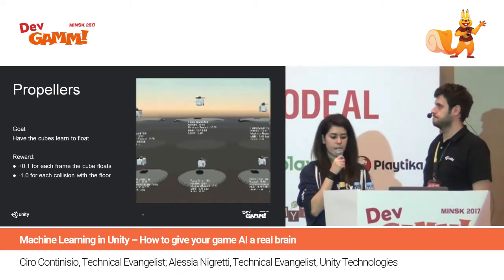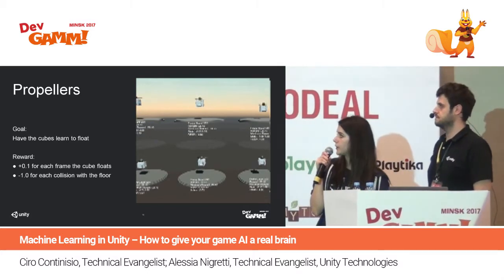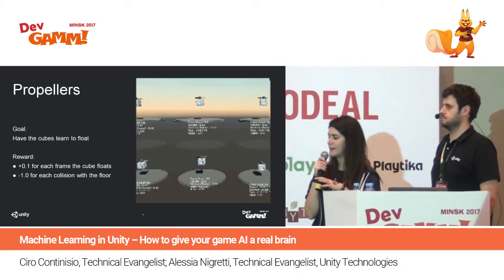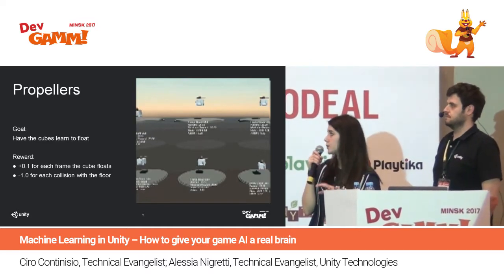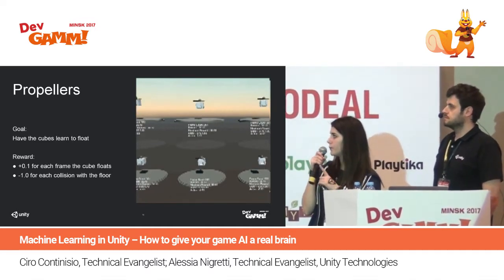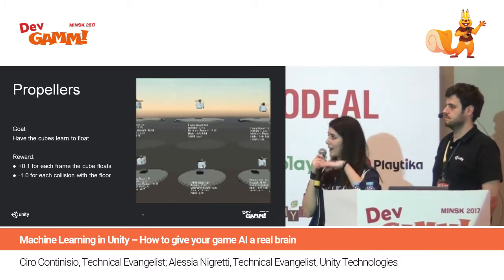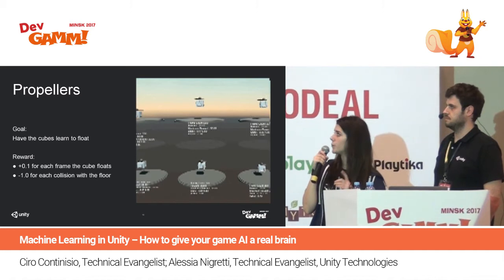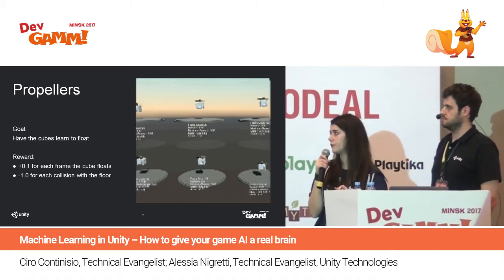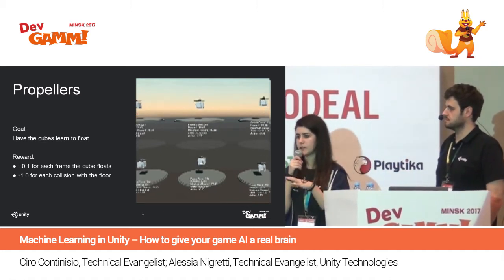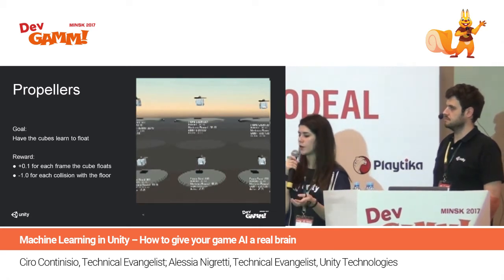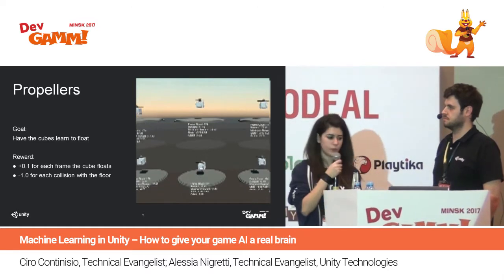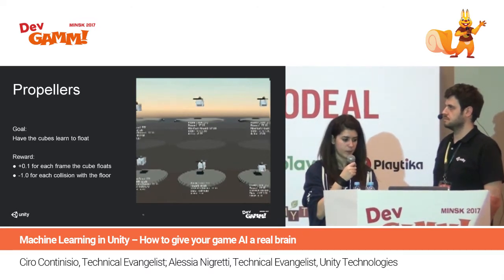Another example is propellers. We have these different cubes, and they all need to float, so to stay in the air as long as possible. So what we do is we only give one input, which is how high it has to be in comparison to the platform. And we give a positive reinforcement for every frame that it stays floating, and we give a stronger negative punishment when it's touching the platform. So it works pretty much the same as the 3D ball example.